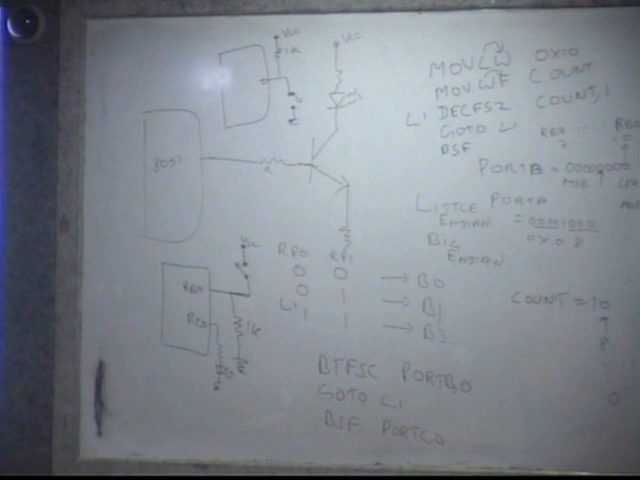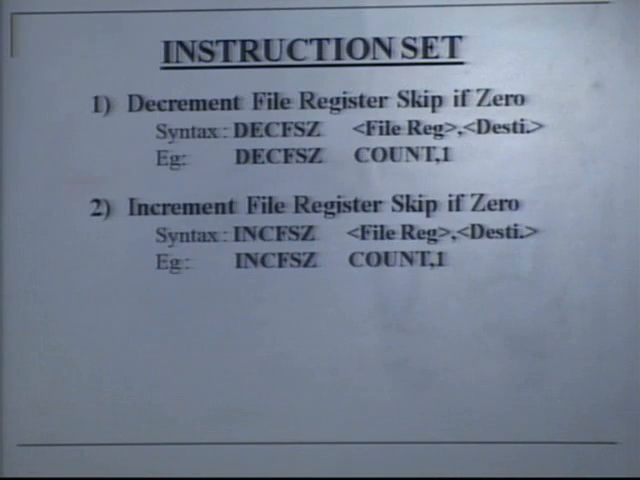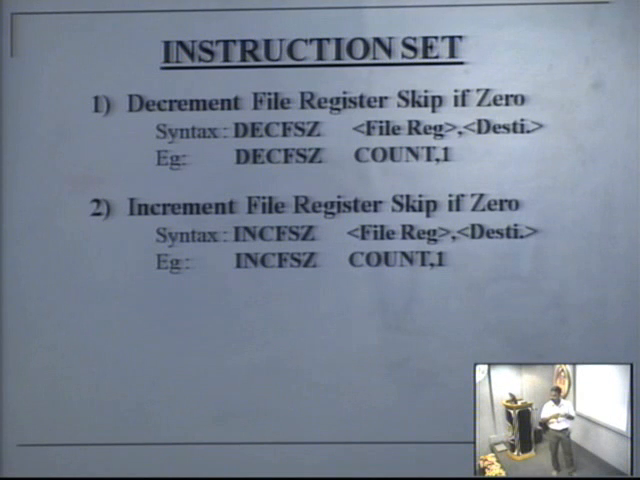Instead of decrementing, you can also increment. While incrementing, you should give the smallest value, that is, first you should give 0. It will keep on incrementing and reach FF. After FF, what will come? 0. At that time it will skip. When you are incrementing, you go from the lowest value to the highest, and after the highest, the lowest value comes again. At that time it will skip. So usually we use DECFSZ for creating a delay.